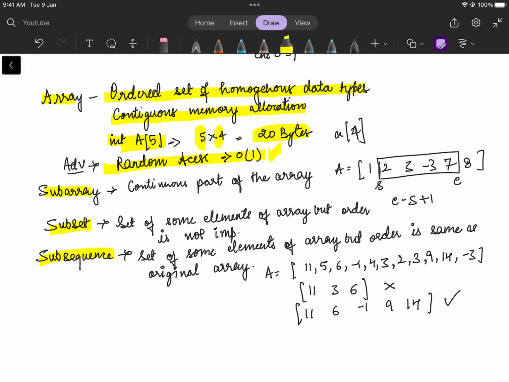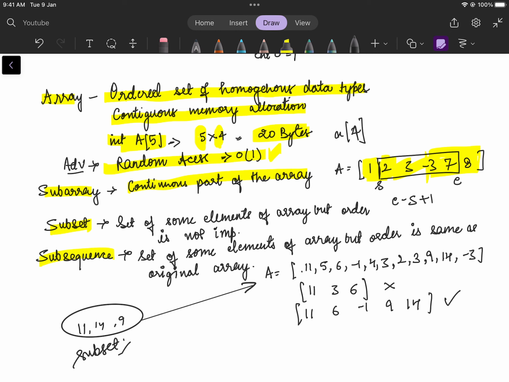Subarray is what? A continuous part of the array. If this is a subarray and this is another subarray, this is another subarray. What is a subset? A set of some elements, but order is not important. It means if this is an array, then 11, 14 or any of the elements that belong to this array can be called a subset of the array.